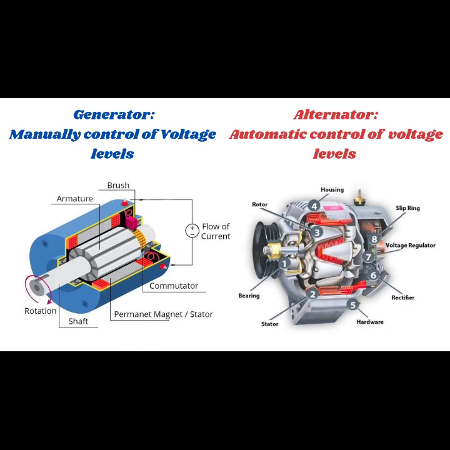4. Output control. Alternator is equipped with automatic voltage regulators. It adjusts output voltage based on the electrical load, or demand. This means it only produces what is needed, reducing energy waste. Whereas generator, the output is usually fixed, and without additional control systems, any changes must be handled manually.